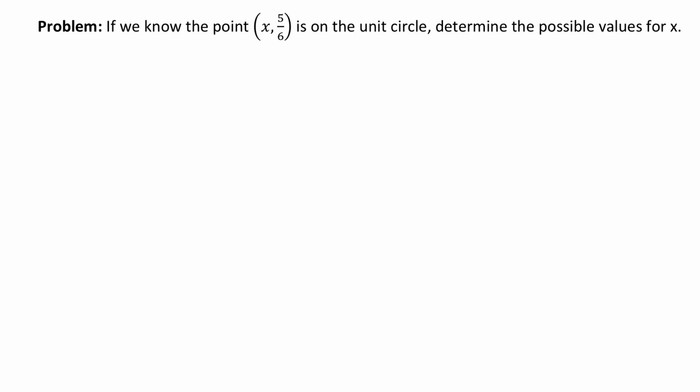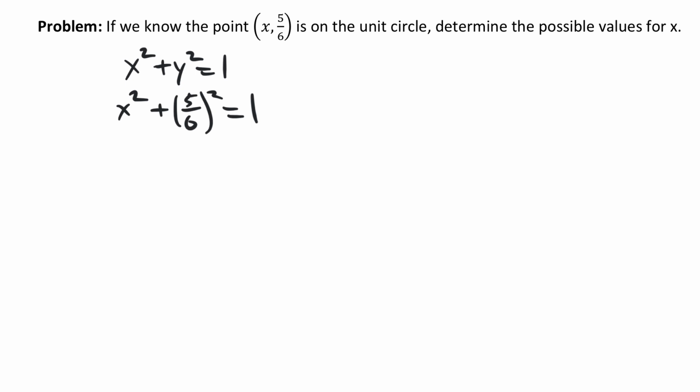Okay, if we know the point x and 5 over 6 is on the unit circle, let's determine all possible values for x. In other words, we know that this equation is going to work. We know x is just x. And we know y is 5 over 6. Can you solve for all possible values of x? Go ahead and pause the video and give it a try.